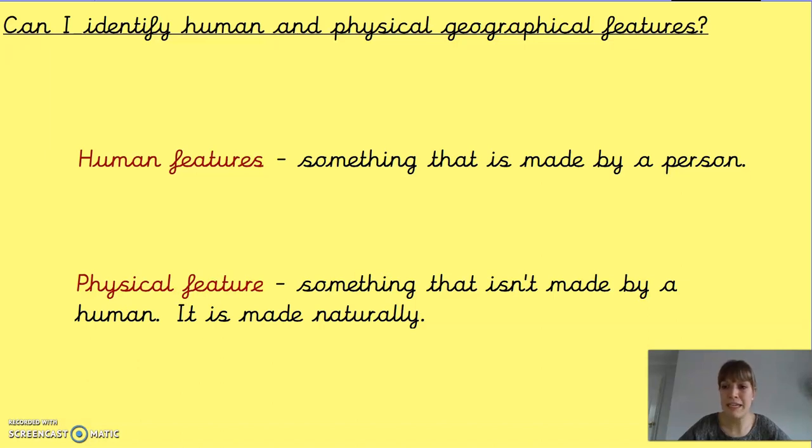This could be a bridge, a building, your house. Someone has made it. Okay, a physical feature is the opposite. It's something that isn't made by a human. It is made naturally. And the world around us is, and is going to continue, making these physical features, such as a waterfall or mountains. I'll go through some examples of that in a moment.